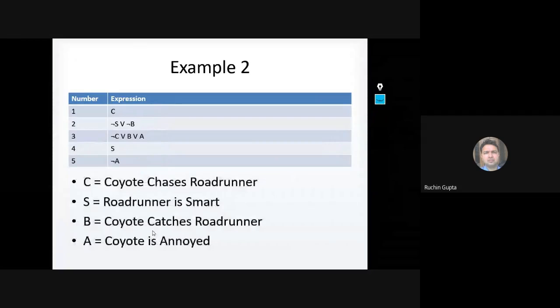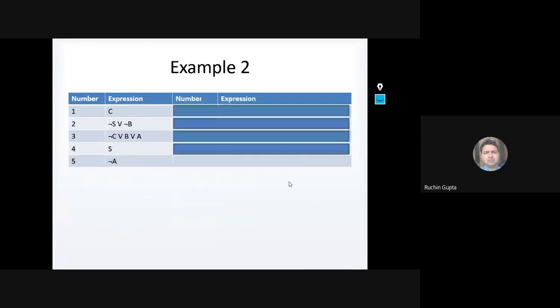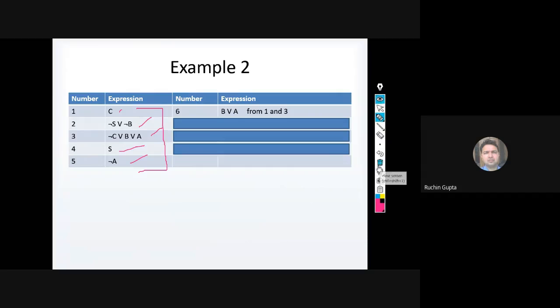The C stands for coyote chases roadrunner. S stands for roadrunner is smart. B stands for coyote chases roadrunner. Okay, like that. So we will apply the resolution now. You see here, we are numbering all these statements 1, 2, 3, 4, 5.